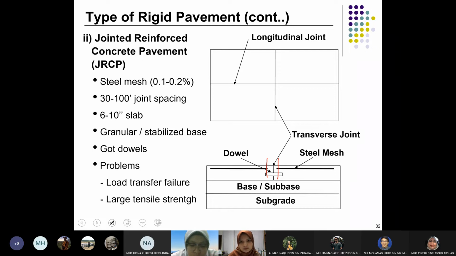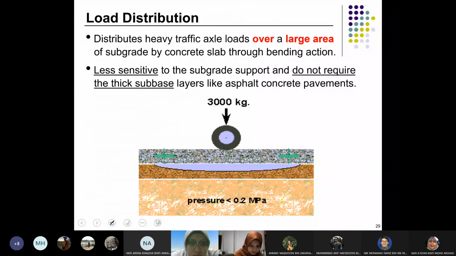Okay, so you should know that this transverse joint is designed in order to cater the shrinkage and the expansion due to tropical season in Malaysia. Okay, this is how the load is being distributed.